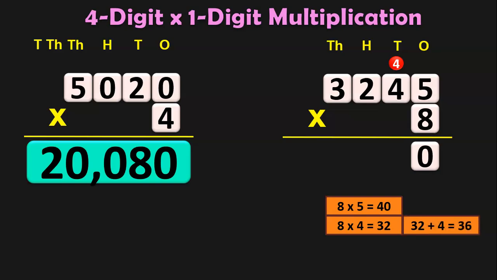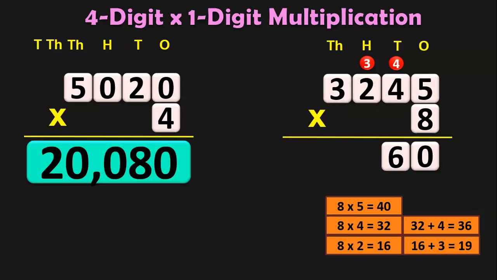Next, 8 into 4 is 32. 32 plus 4 is 36. Now once again we have to regroup this. 6 will be in the tens place and 3 will move to the hundreds place. Next, 8 into 2 is 16. 16 plus 3 is 19. So this hundreds place has to be regrouped once again. So 9 will be there in the hundreds place and 1 will move to the thousands place.